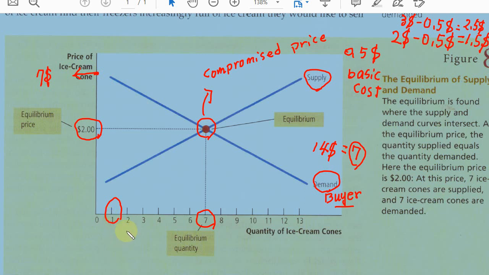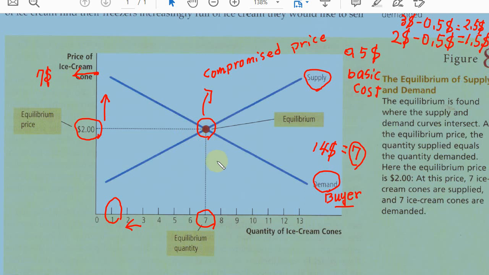So automatically the demand will be reduced from 7 to 1 as the price increased. That is a very natural phenomenon. Everybody can understand this phenomenon, right? So here the buyer's line will decline to the right, because as the price goes up, the number of ice creams he can buy will be reduced, like this.